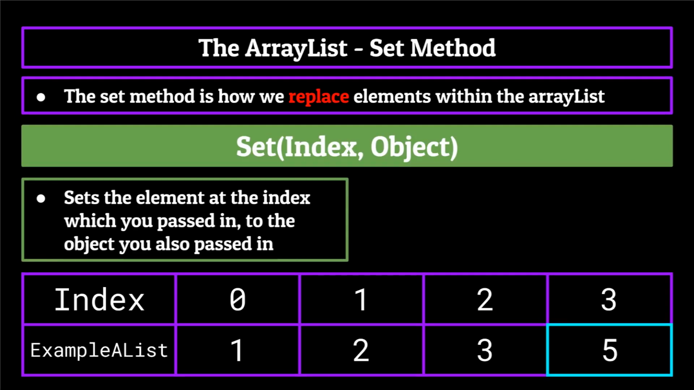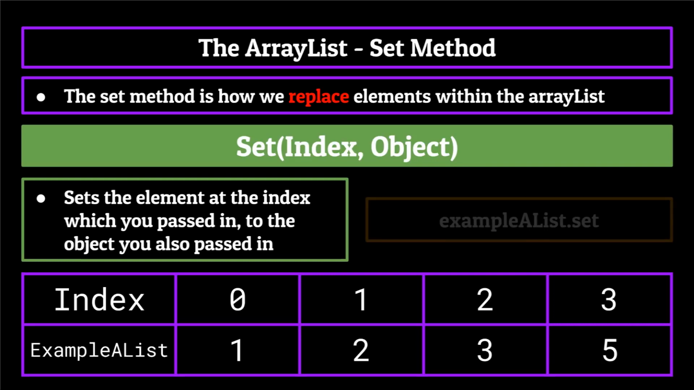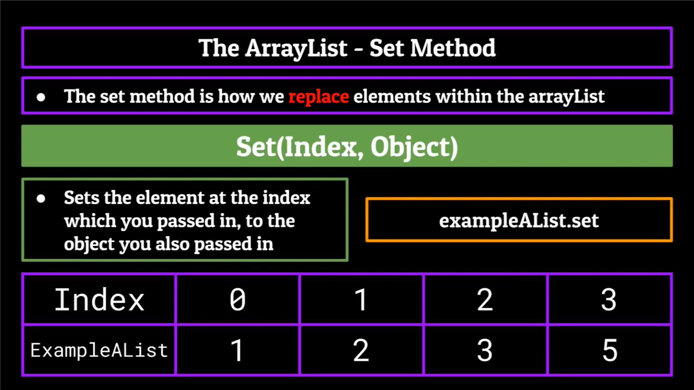So if we wanted to set the number 5 in our array list to be 4 instead, so that it matches nicely with the other integers, what we would do is call exampleAList.set and within the parentheses pass in the index location of the element we want to set, in this case 3, and then also the object we want to replace at that index, in this case the integer 4. This method call will override the element at position 3 to be 4 instead of 5.